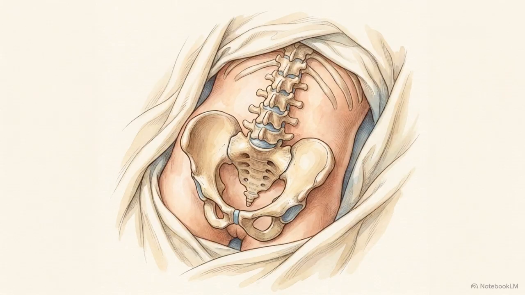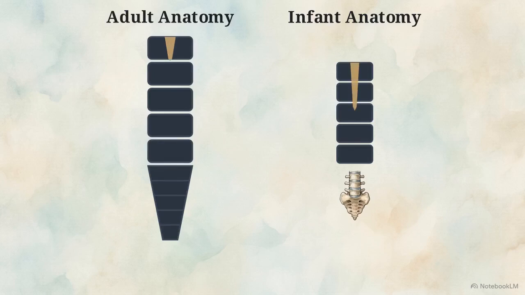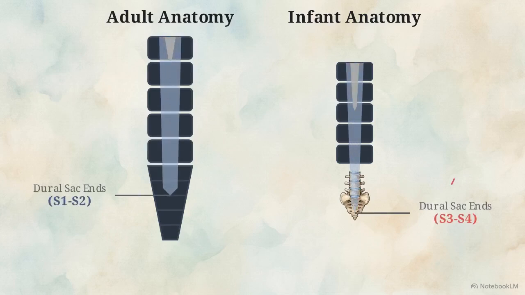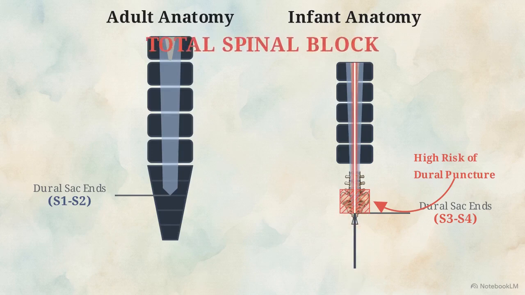Caudal anesthesia is a cornerstone pediatric epidural block, but infant anatomy presents a unique danger. The dural sac terminates much lower, at the S3 to S4 level. This drastically increases the risk of an inadvertent dural puncture, precipitating a life-threatening total spinal block.